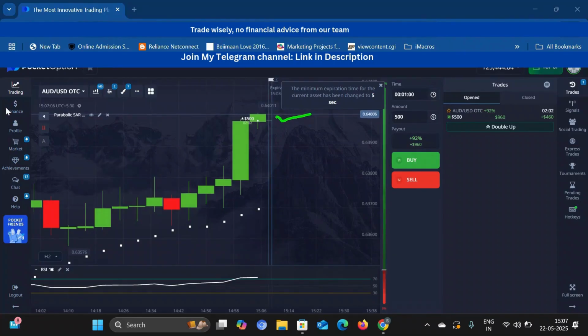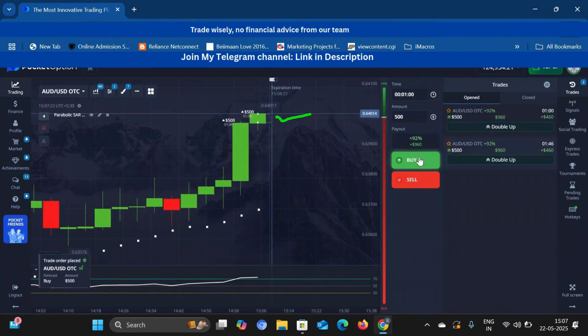There's been a bit of training and observation involved in making this decision. I can definitely see a very good and promising trend developing here. So let's go ahead and take a 1-minute trade here, a buy trade, placing it just a bit higher than the current level. But I think it might not actually go through.